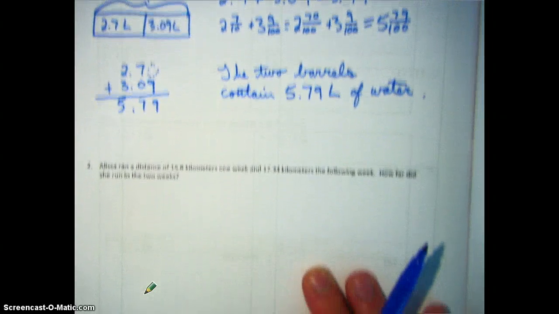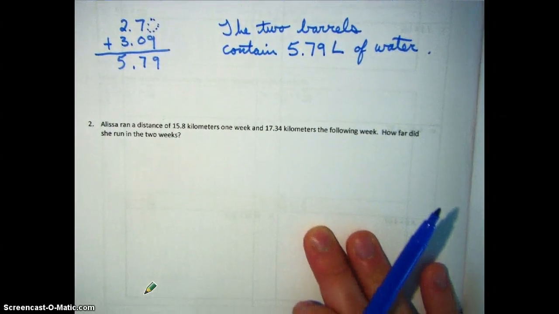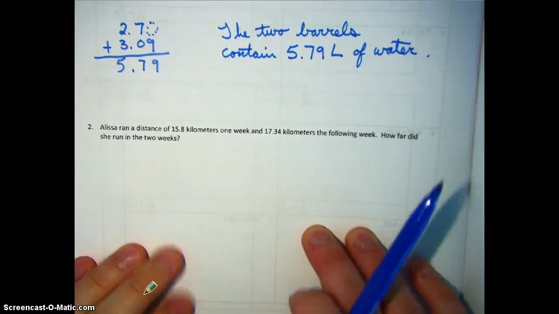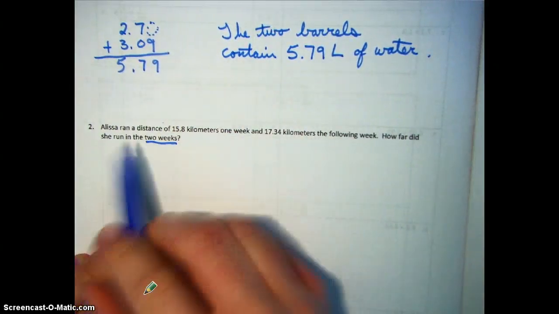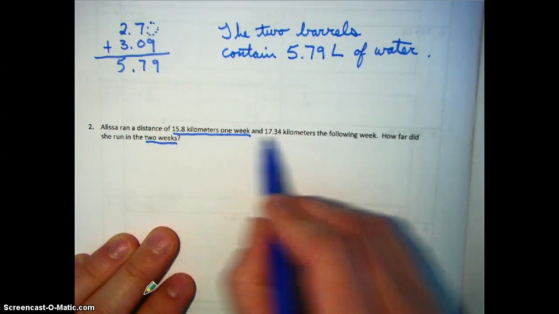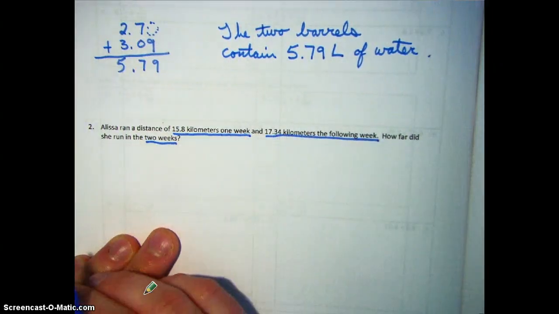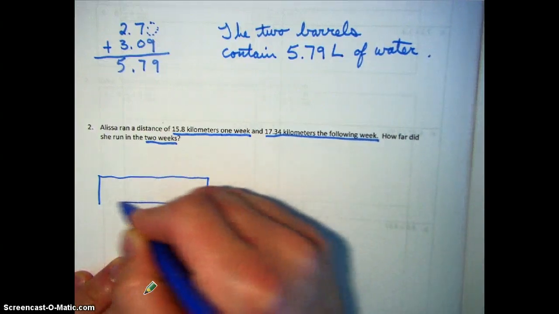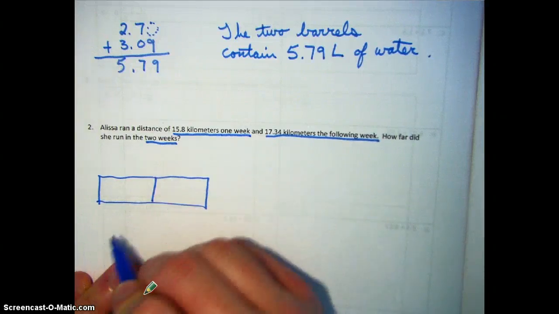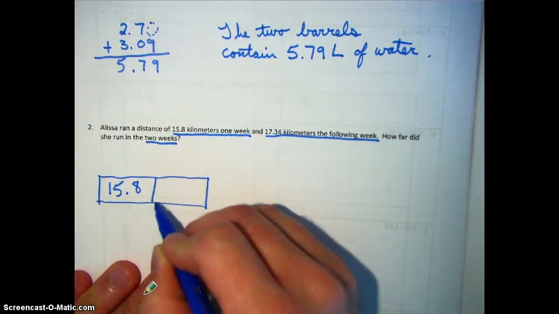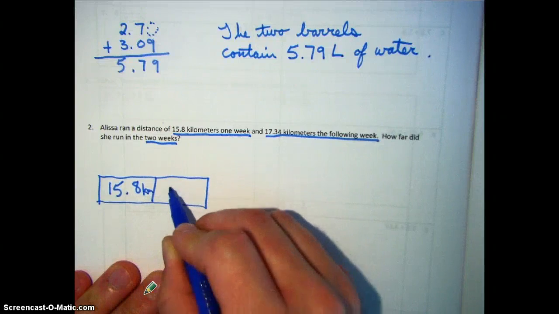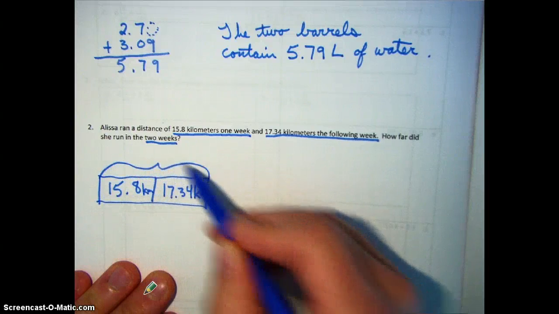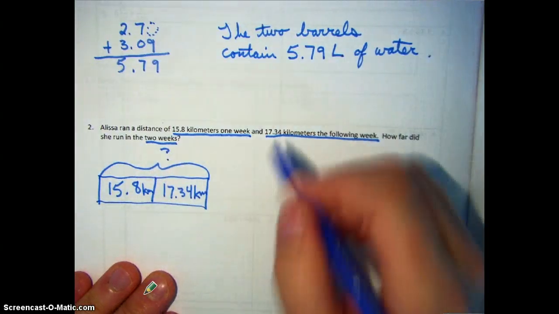We see Alyssa has run a distance of 15 8/10 kilometers 1 week and 17 34/100 kilometers the following week. How far did she run in the 2 weeks? Okay, so we have this much in 1 week and then this much in the following week. Okay, so this is similar to number 1, where we are combining because we want to know the total for the 2 weeks. Okay, so the first week we have this much, and then second week. Okay, and again we're trying to find the total. Okay, so setting this up just like the problem before.